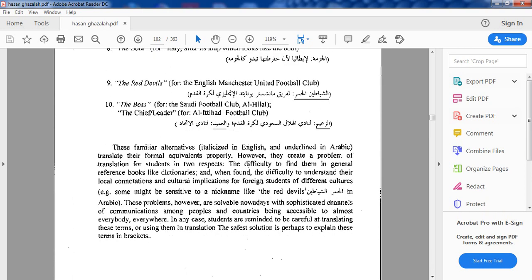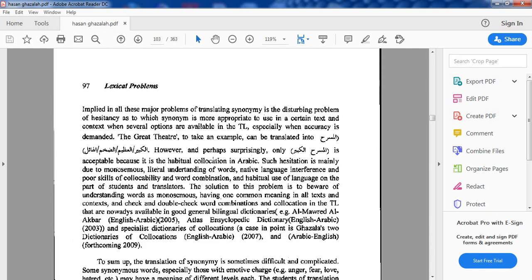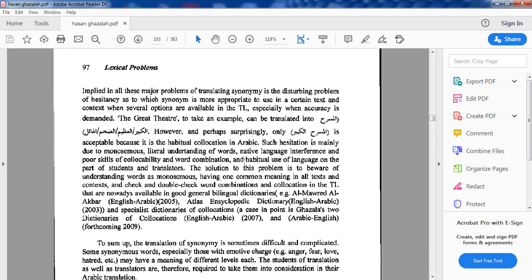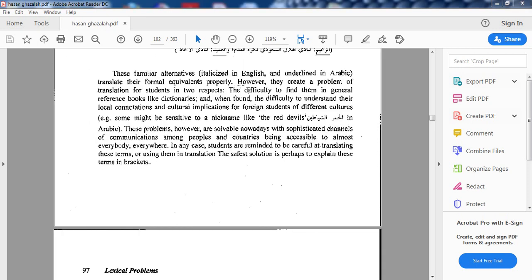So what should the translator do? He has to check other sources. Oh, sorry, before that, however, when the writer says "however," they create a problem for translation students in two aspects. The first is the difficulty of finding them in general reference books.